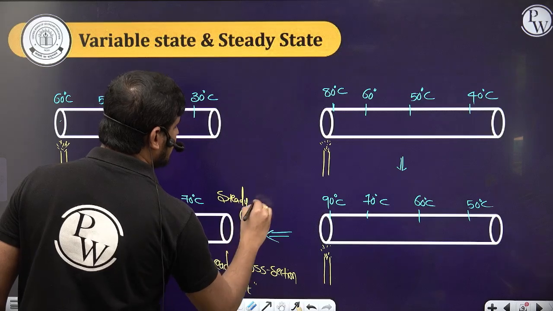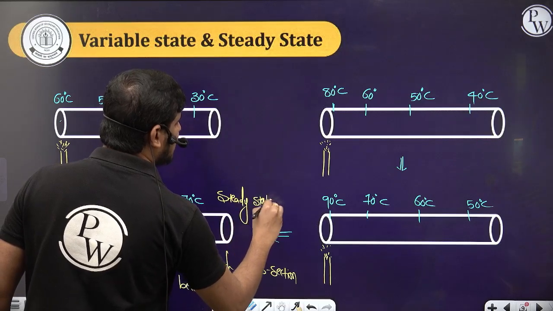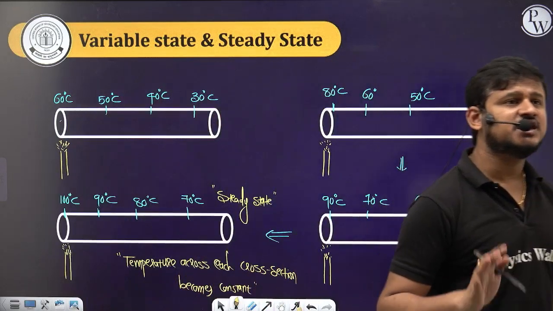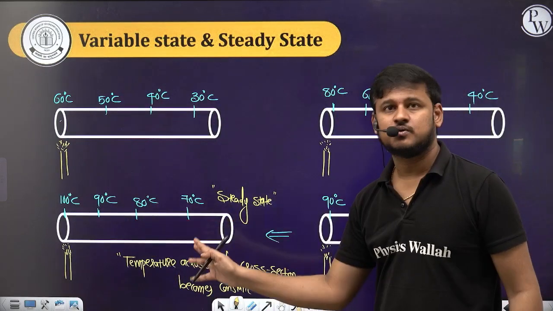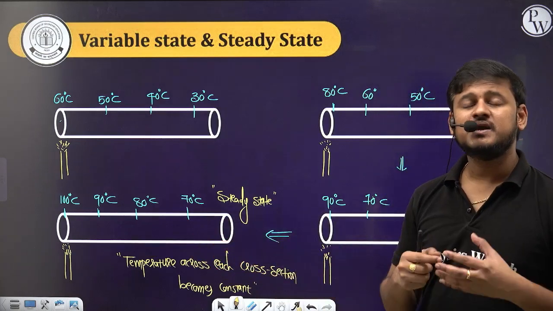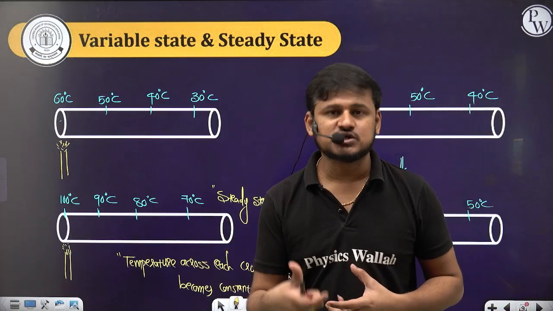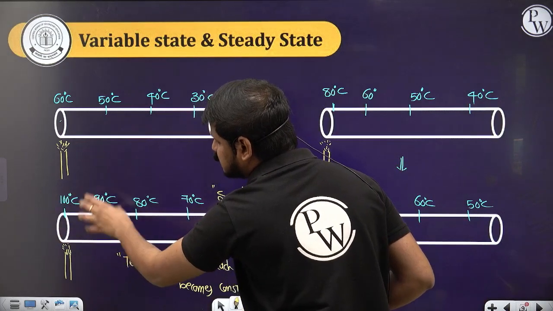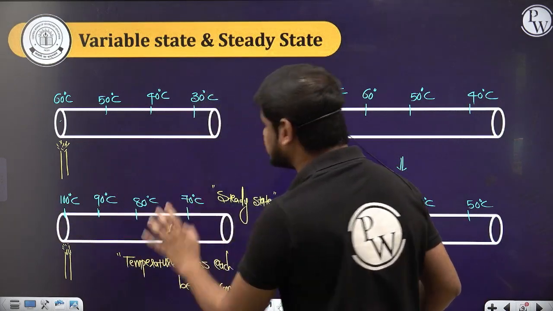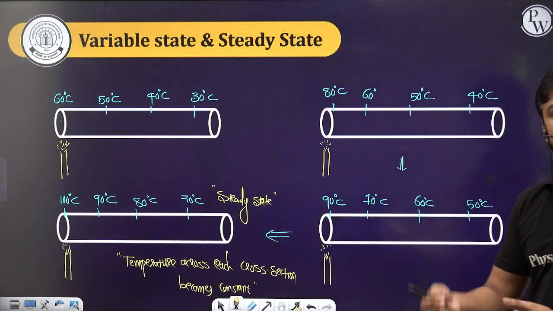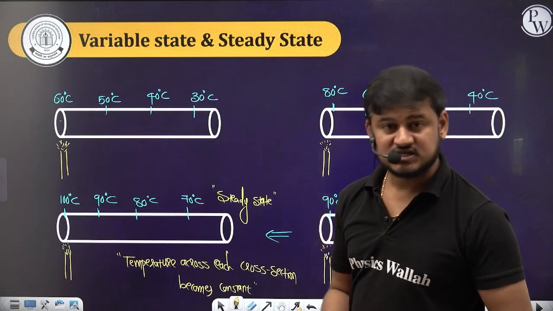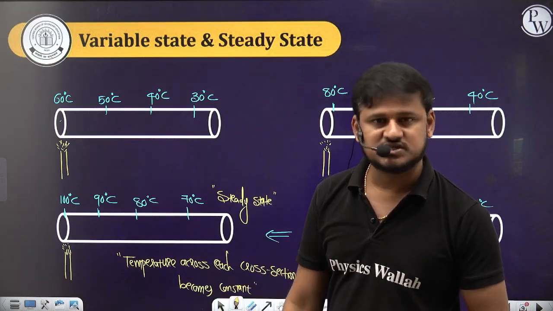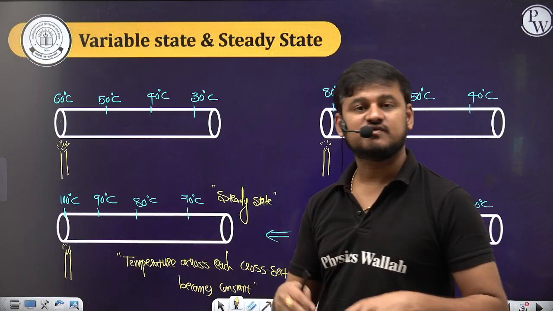Steady state means temperature need not be equal at all the cross sections. No. But there should be constant temperature at each cross section. So at this cross section 100 degrees, at this cross section 90, at this cross section 80, at this cross section 70. Okay, at different cross sections different temperatures will be there, but those temperatures are constant at that particular cross section area. So that's the definition of the steady state.